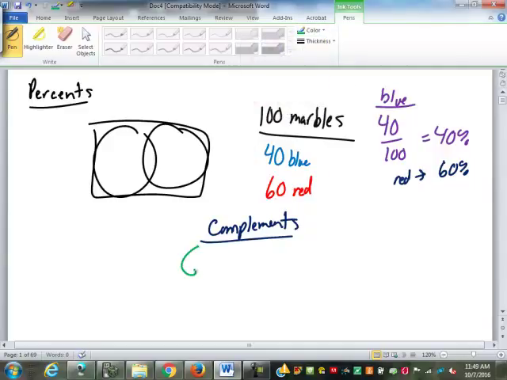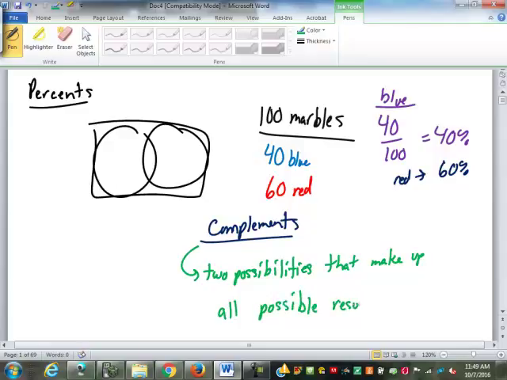So complements are two possibilities, two things that make up all possibilities. Make up all possible results. And that's kind of a statistics term, the complement, but it happens a lot in math as well, where there are only two possibilities, or everything within a group fits one of two categories. That doesn't mean there aren't other categories, but we classify them in one or two categories.